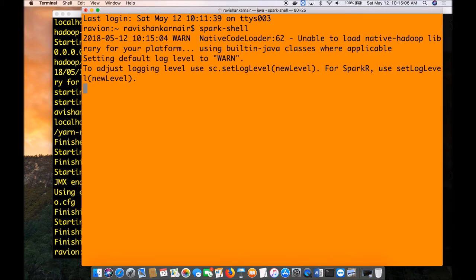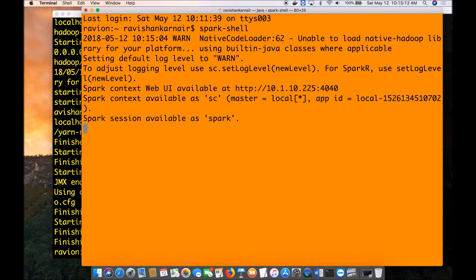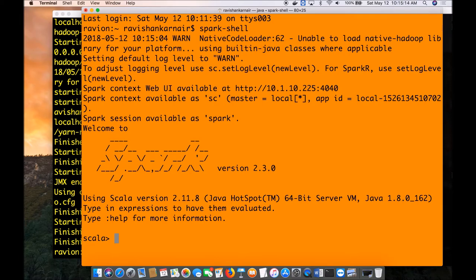And please go through each and every line that is coming there, right? To adjust logging level, use sc.setLogLevel. These are all information for you. You don't want a lot of clutter in your output, you will use it, right? And please look, Spark context available as SC.